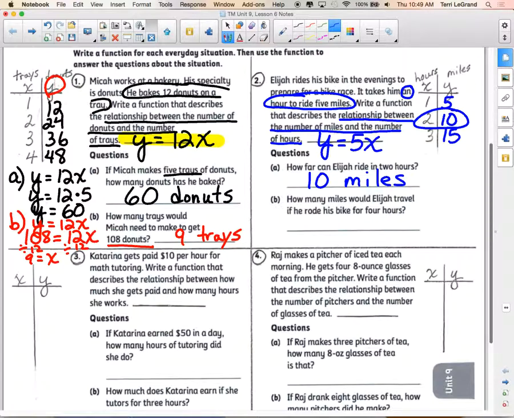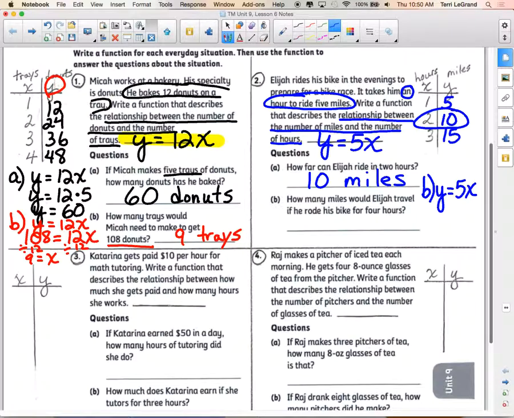Okay. Now it says, how many miles would Elijah travel if he rode his bike for 4 hours? Now, we don't have that in our table, and we're not going to extend our table. We're going to use our equation. So before you get ready to answer me, make sure that you have written the equation and subbed in for either x or for y. And then you can tell me what the answer is.